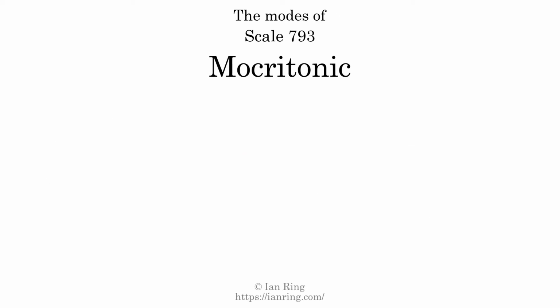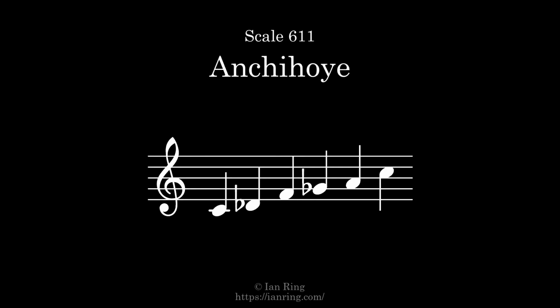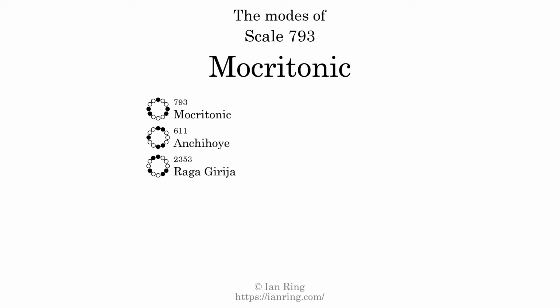This scale has 5 modes. The first mode is itself. The second mode is scale 611, also known as Anshahoi. It sounds like this. The third mode is scale 2353, also known as Raga Girija. It sounds like this.